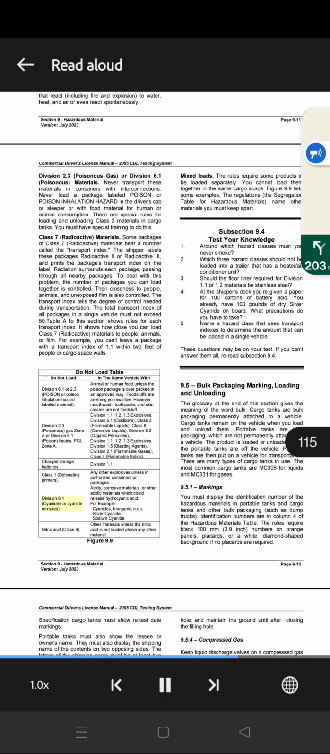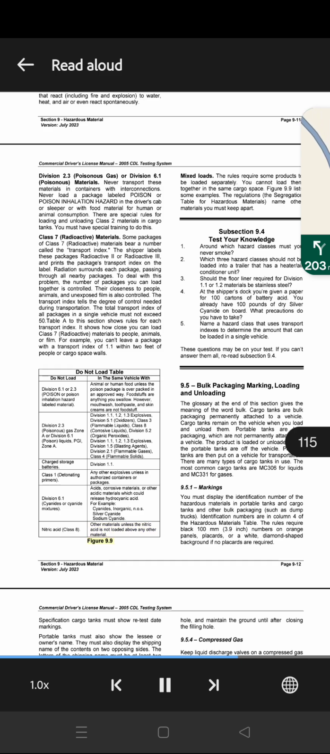Division 6.1 Cyanides or cyanide mixtures. Acids, corrosive materials, or other acidic materials which could release hydrocyanic acid. For example, cyanides, inorganic, N.O.S., silver cyanide, sodium cyanide, nitric acid Class 8. Other materials unless the nitric acid is not loaded above any other material.